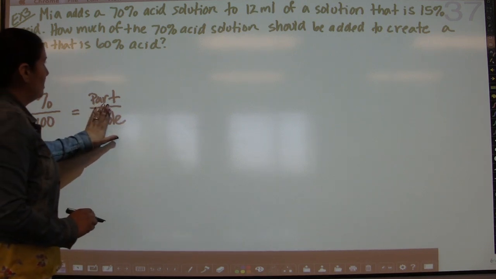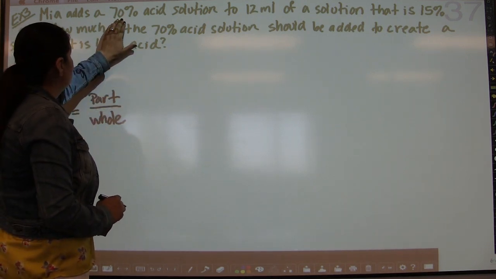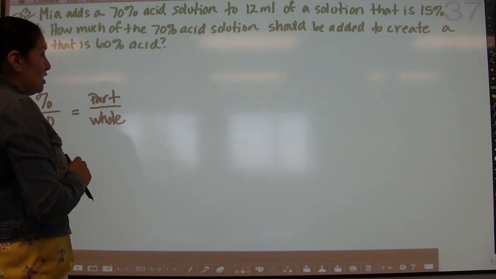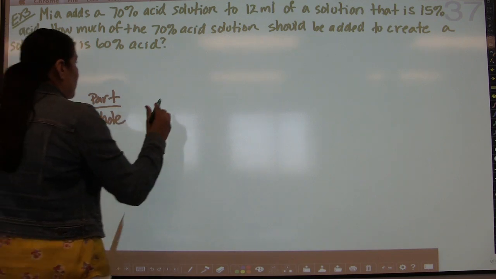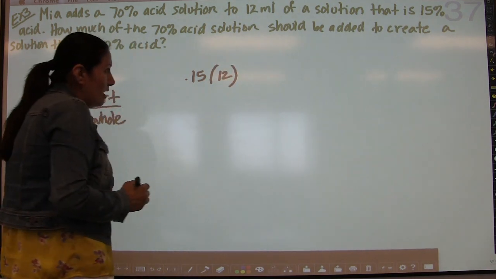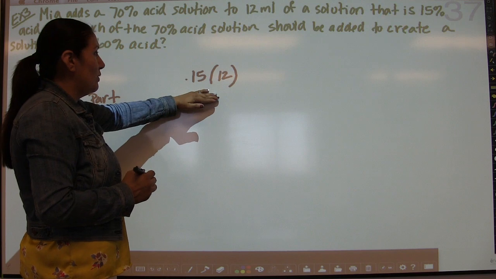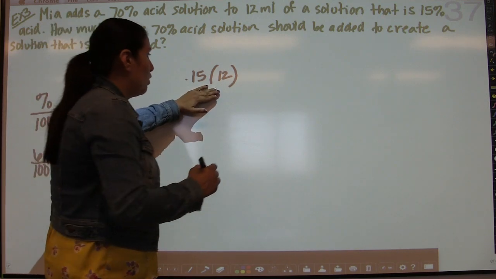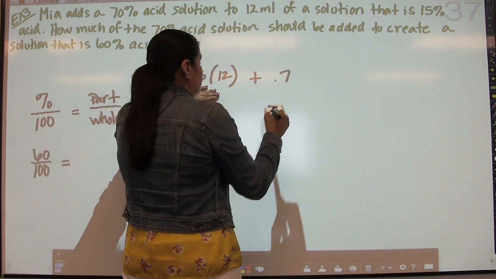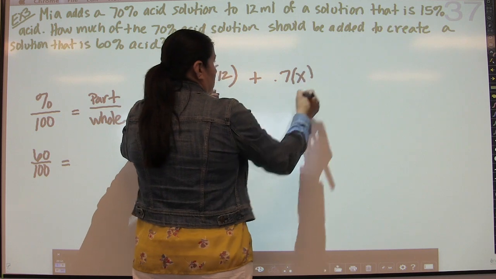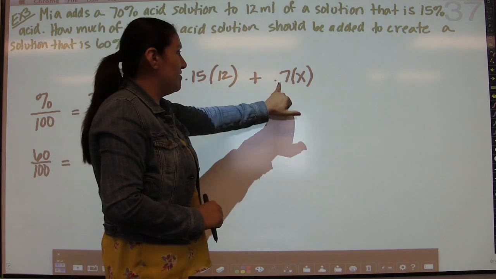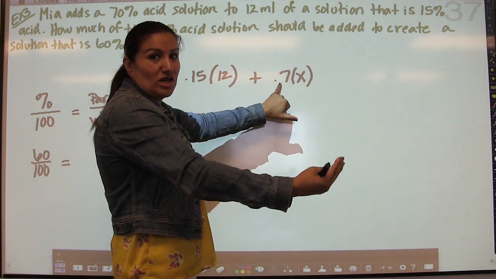We know that the amount of acid that we have is 70% and 15%. So first, we know that we have 15% acid in this 12 milliliter solution. So basically, we're going to take 0.15, which is 15%, and times it by 12. And that'll tell us how much acid we currently have in this mixture. And then we're going to add a 70%, which is 0.7, of an unknown amount. Okay, so that's how it works. We have 15% times 12 milliliters, and then we have 70% times we don't know how many milliliters. That's the question we're trying to answer.